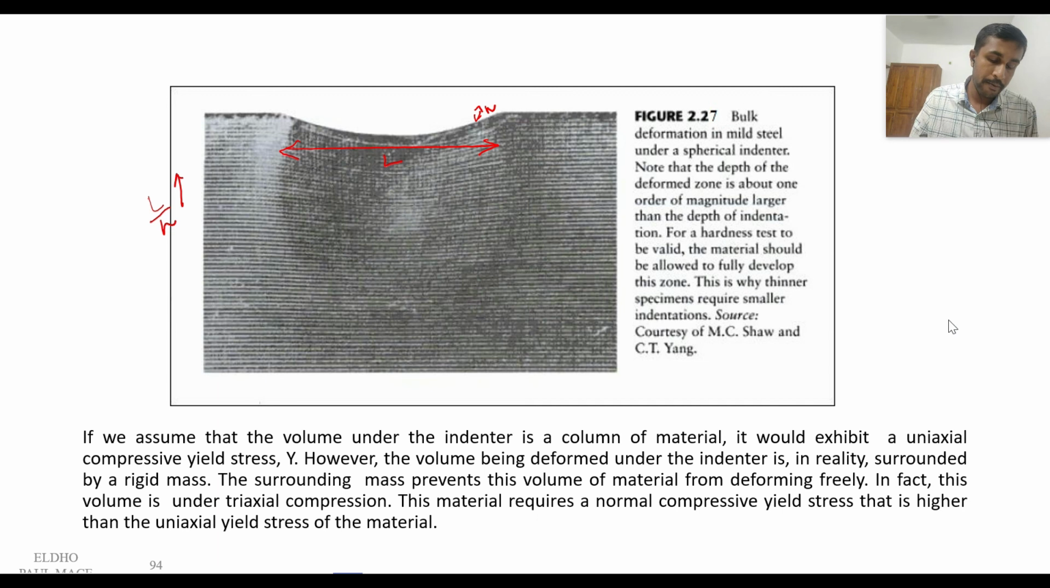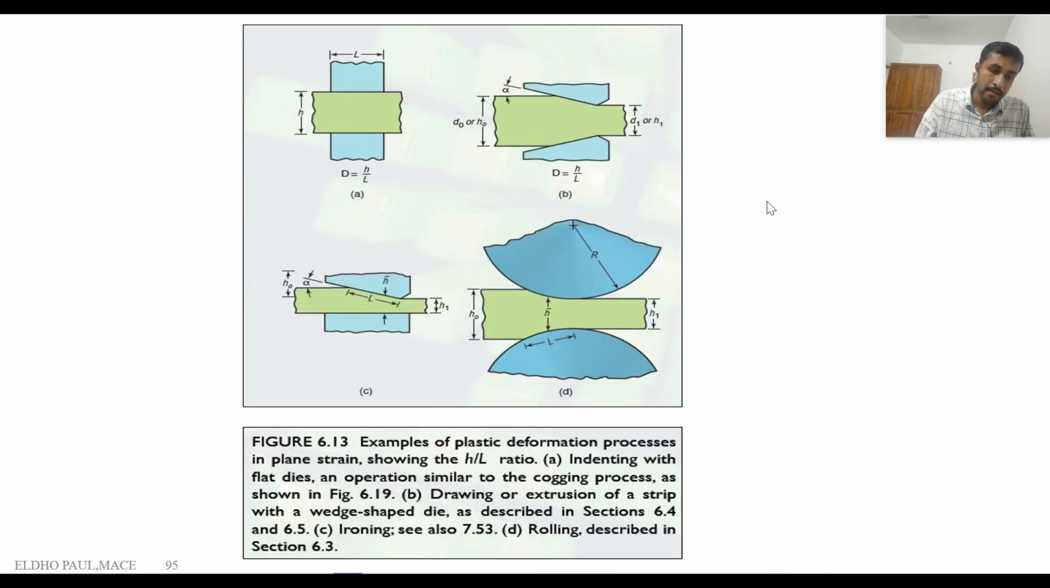So that is about the deformation geometry. Here we can see the bulk deformation of the mild steel and the spherical indenter. These are the different manufacturing processes. This is the extrusion process. In extrusion, this is the length of contact and this is the H value. Here the length of contact is this much. This is the H value. In the drawing operation, this is the length of contact and this is the H value. So in different manufacturing processes, this S by L ratio varies. Based on the S by L ratio, the pressure variation also varies. There is a pressure distribution.